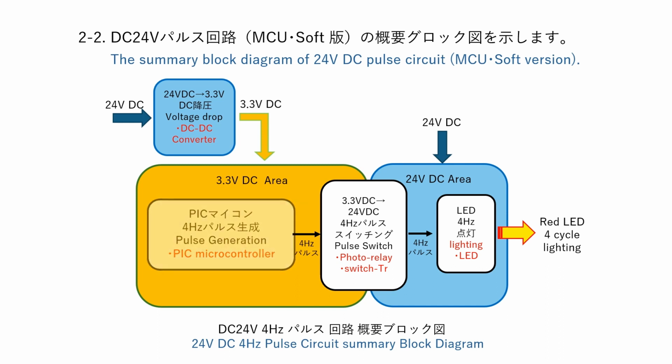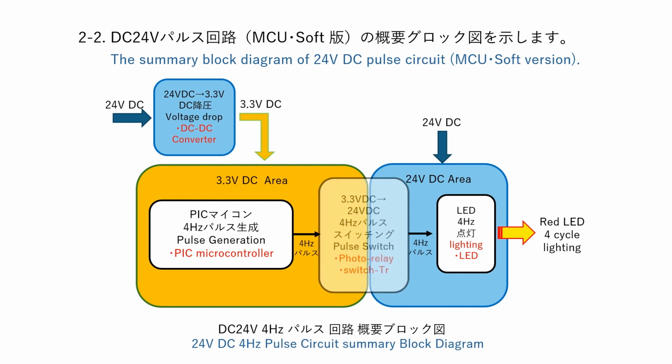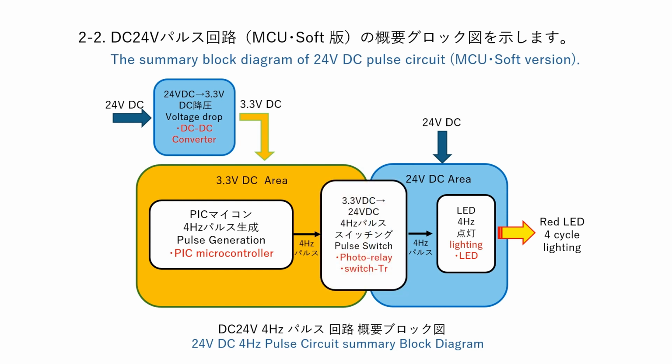The pulse generation part uses a PIC microcontroller. Create PIC software and output a 4 Hz pulse. The photo relay generates a 24-volt DC pulse. With the 24-volt DC pulse, turn on the LED. Next, determine the part name and model of the element determined for each block.